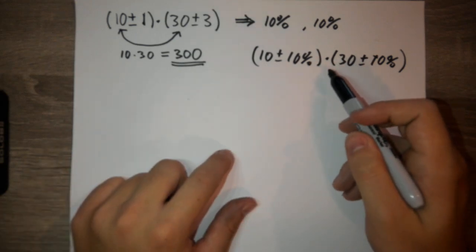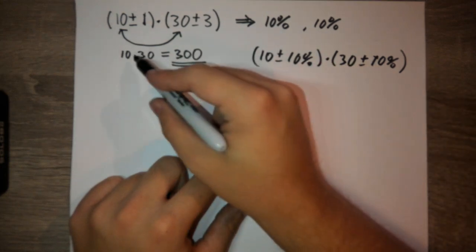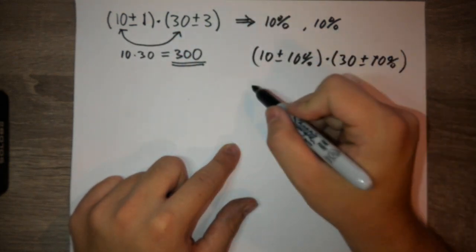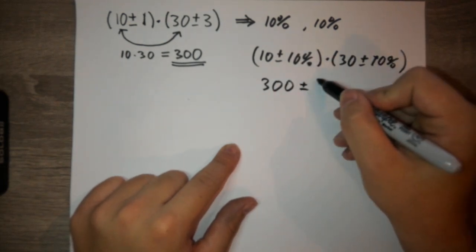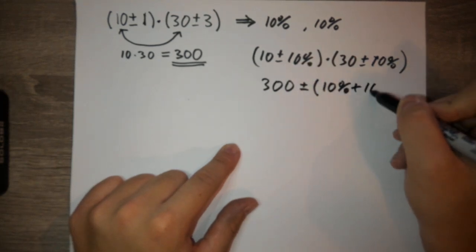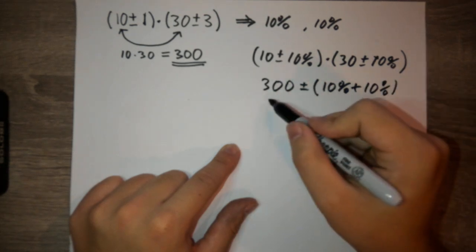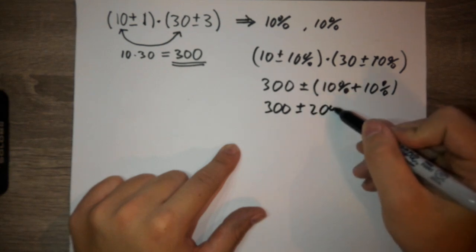Now that it's in this form, we can add it together. So we multiply the two values, 300, and we can take this plus or minus 10 plus 10. And so our answer is 300 plus or minus 20%.